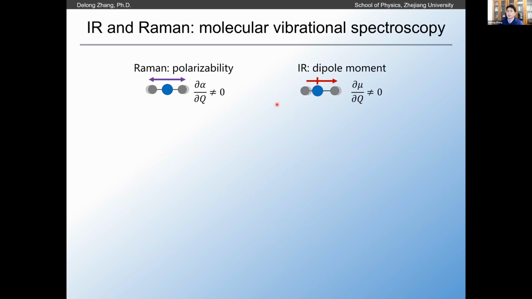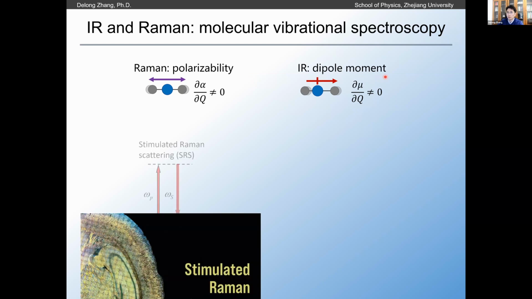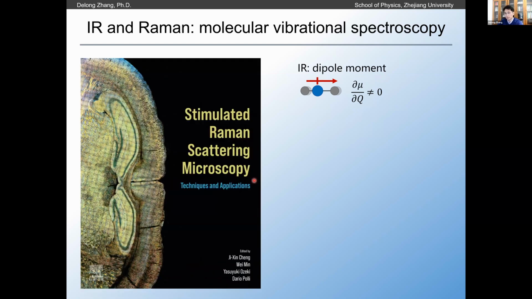However, although these two modalities are based on the same type of molecular bond and vibration, they have distinctively different selection rules, where Raman transition is based on polarizability change, while infrared absorption requires a dipole moment change. For Raman, I will skip the details, where I was lucky to contribute a few chapters in this stimulated Raman scattering microscopy book, edited by Professor Ji-Xin Cheng, Wei Min, Yasuyuki Ozeki, and Dario Polli.